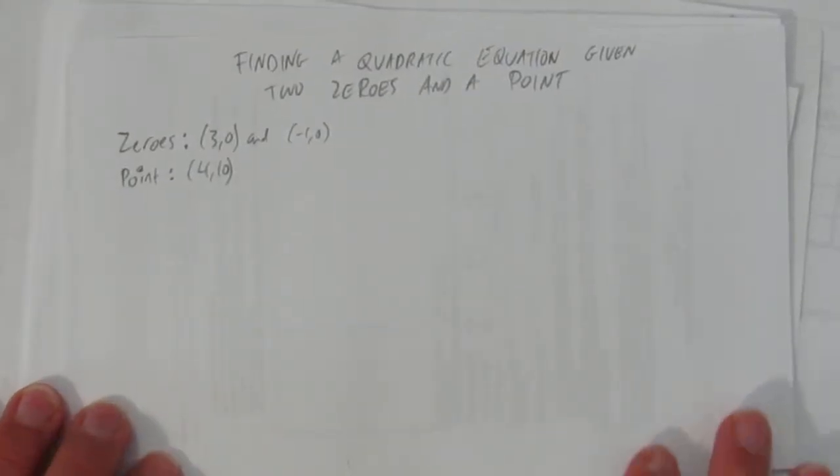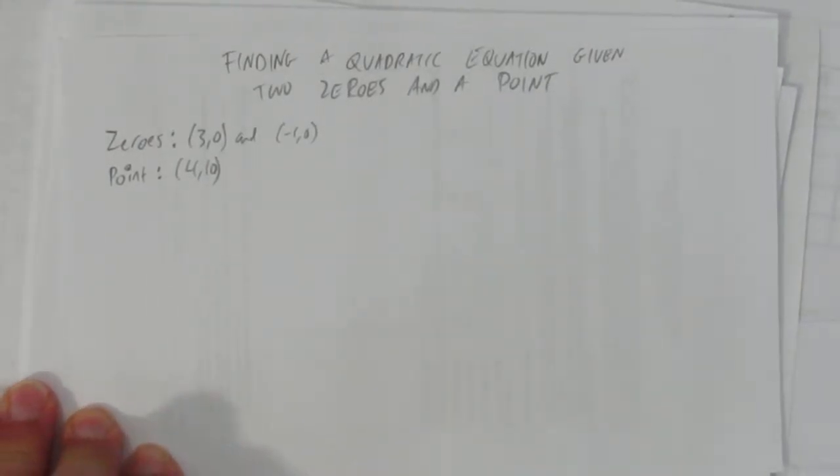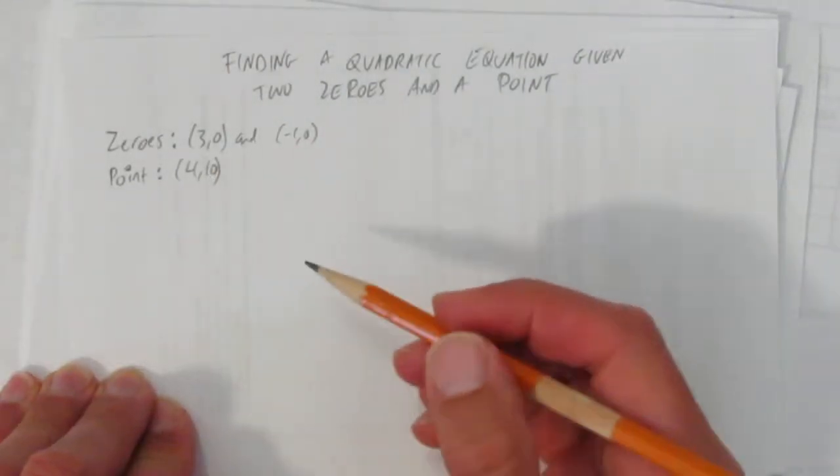In this video, we'll look at how to find a quadratic equation given two zeros and a point. So the two zeros we're given are (3, 0) and (-1, 0). The zeros are 3 and -1. And the point is (4, 10).